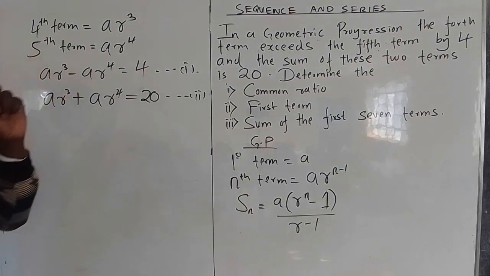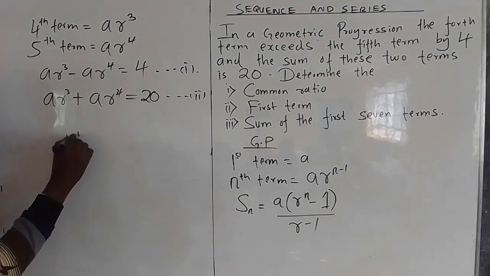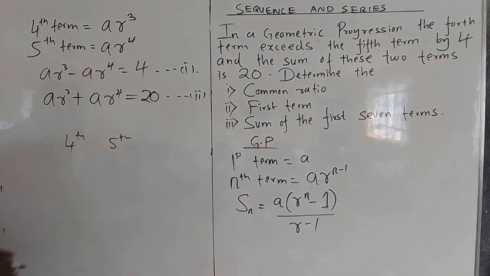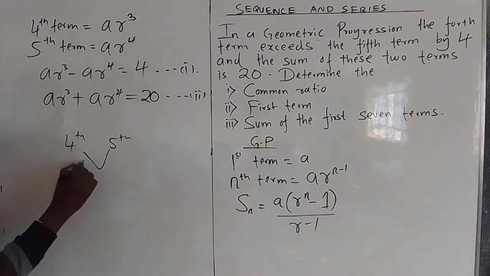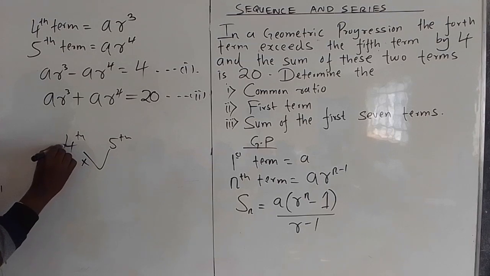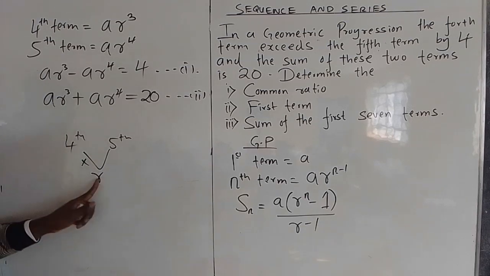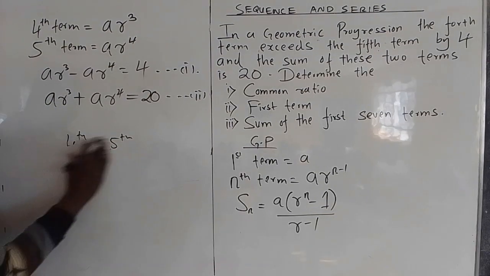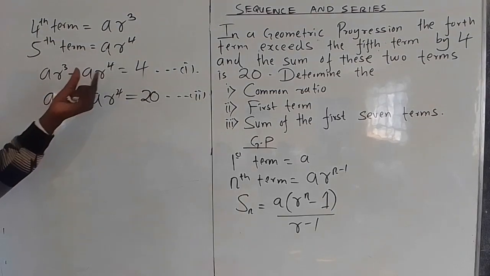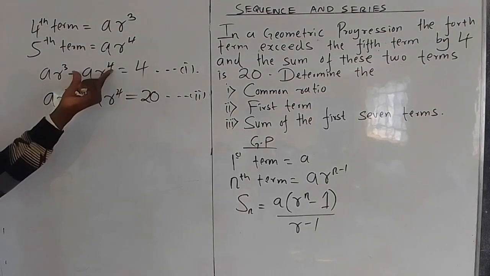When you are talking about a GP, when you are talking about a fourth term and a fifth term, we are talking about consecutive terms. Meaning fourth term, because it uses specifically multiplication, fourth term times R gives you what? The fifth term. Okay, even if you don't use that, let us start here and try to simplify this problem.